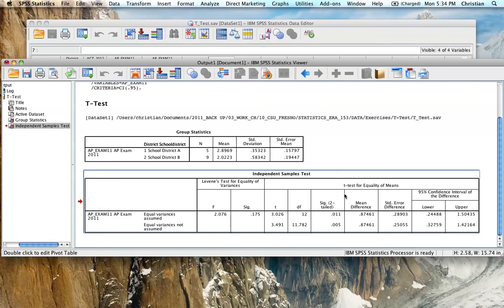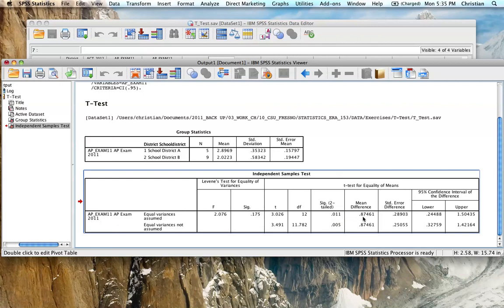Now we move over to the t-test. We see the t-value is 3 with the degrees of freedom of 12, right? We have 5 schools in the first district. 5 minus 1 is 4, plus 9 minus 1 is 8, 8 plus 4, we have 12. So we have 12 degrees of freedom, and under the assumption of 12 degrees of freedom, a t-value of 3 represents a significant difference between those two school districts.